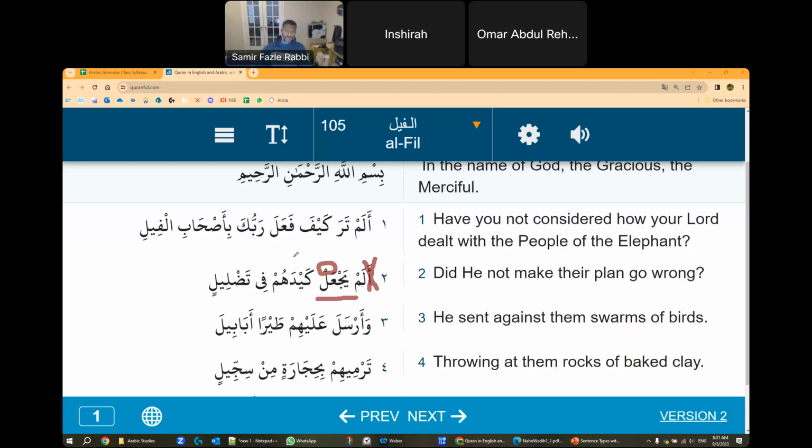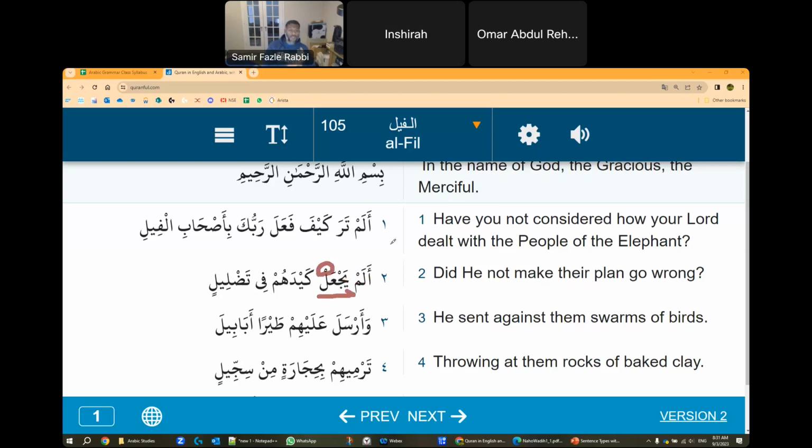If I remove this lem, and none of this was here, and it was just only yajal, what would this sukun be? Would it be the same, or a different thing? You can guess, it's fine. Would it be a fatha? No, it would be a dhamma because it would have been the rafa.